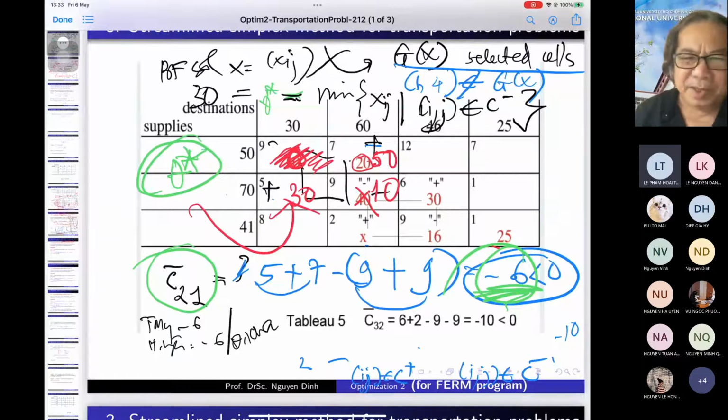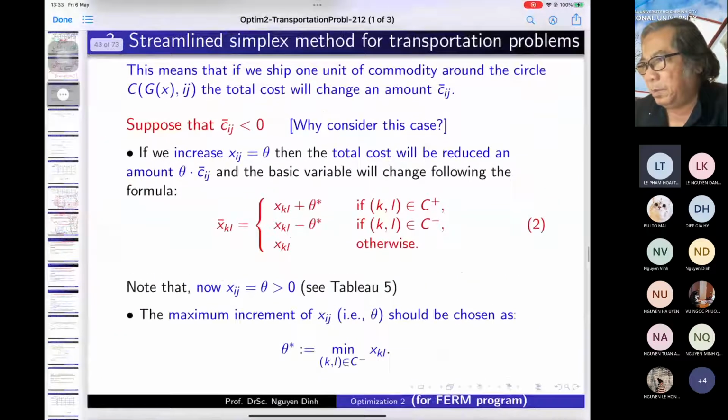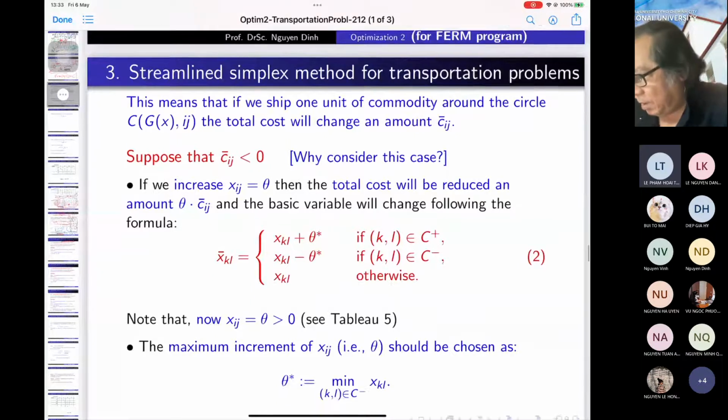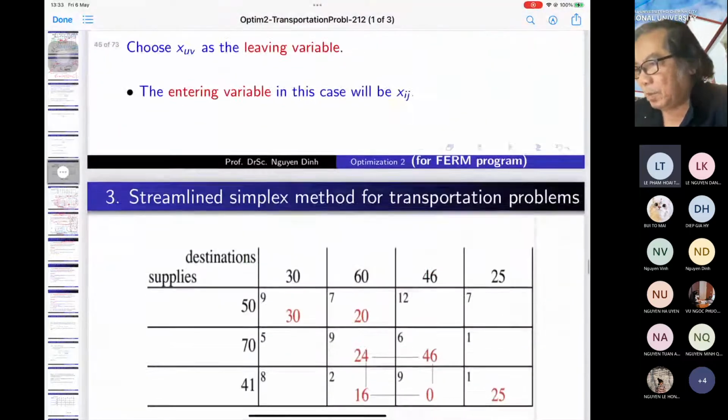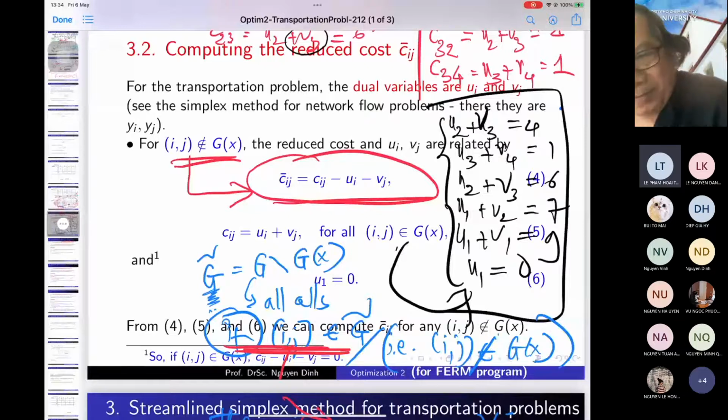Today is a seminar, the presentation of some group. I told you last week, but the last time I had not yet finished the algorithm for the streamline simplex method, the streamline simplex algorithm for the transportation problem. So now let me have about half an hour to finish this, and then we start the seminar.